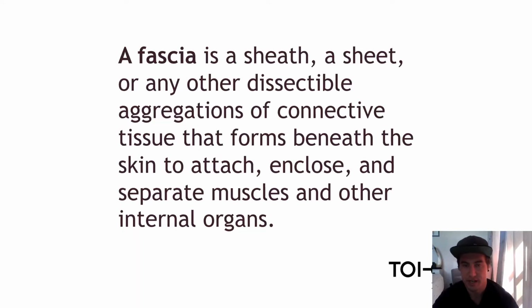Fascia is connective tissue that, in terms of shape, can be a sheath, so surrounding. It could look like a sheet, or any other dissectable aggregations of connective tissue. Aggregation means a series of connective tissue that is coming together, and it's structures that form beneath the skin to help attach, enclose, and separate muscles and other internal organs.